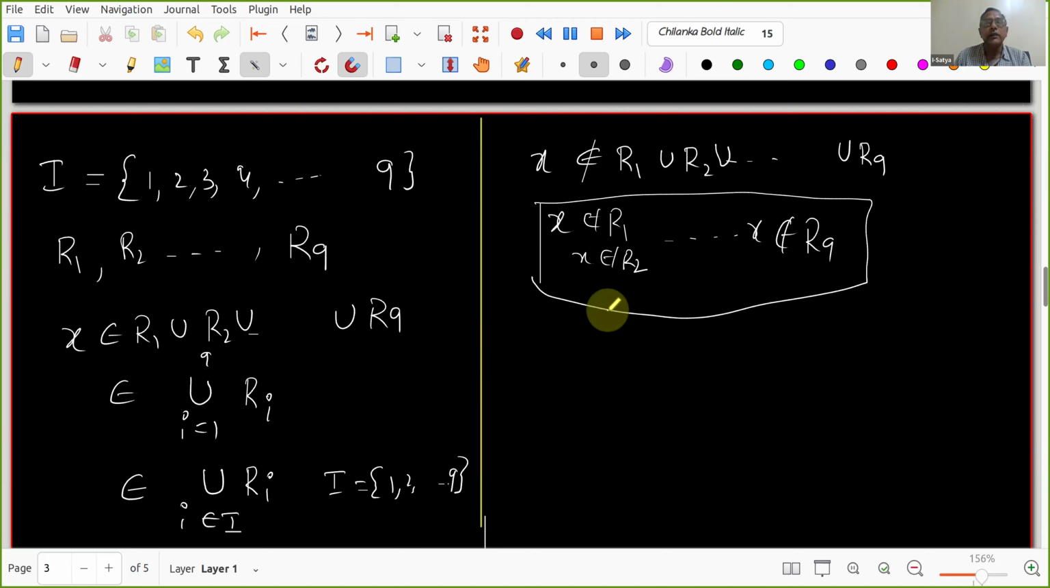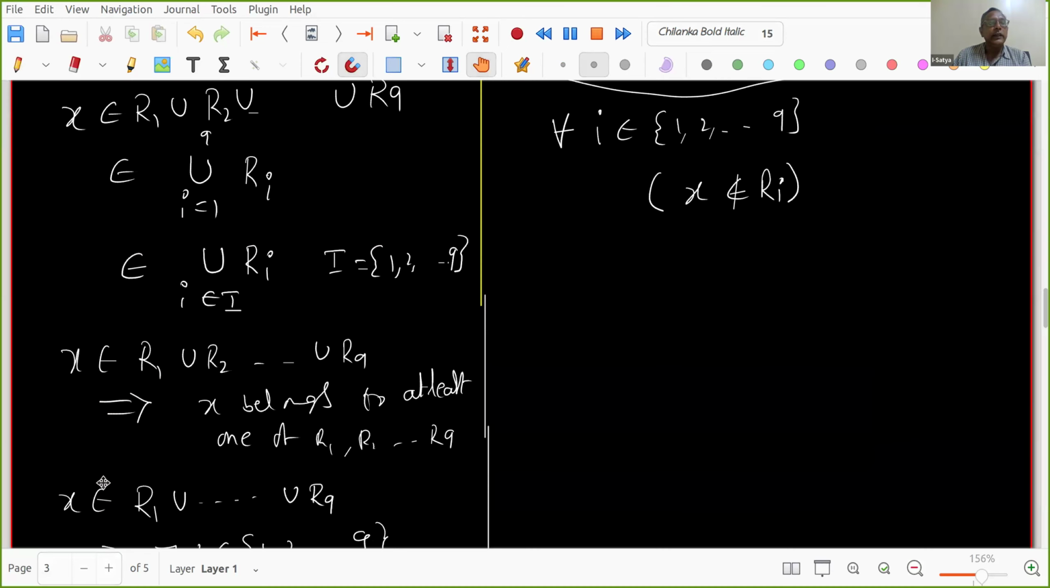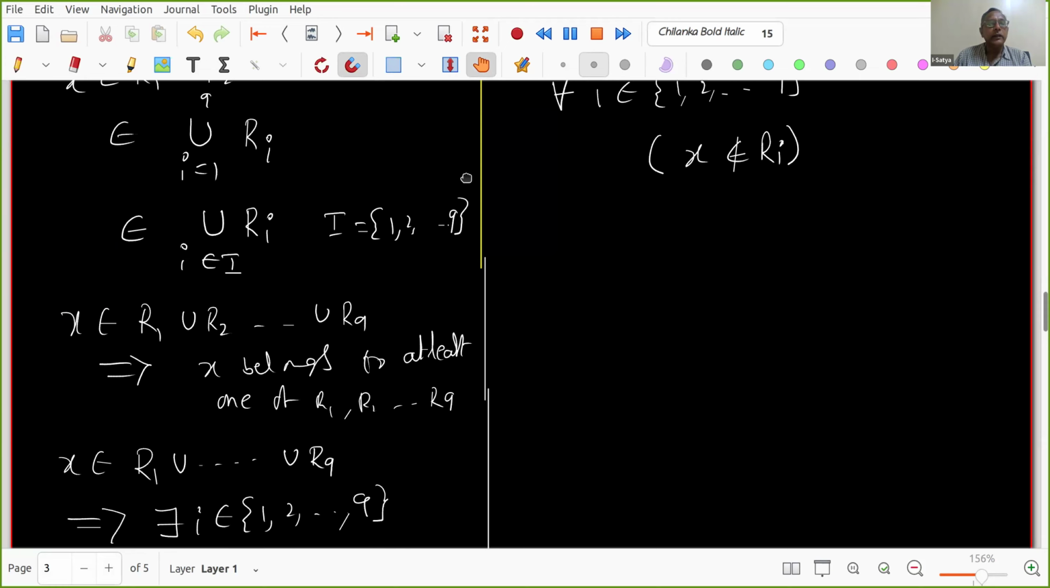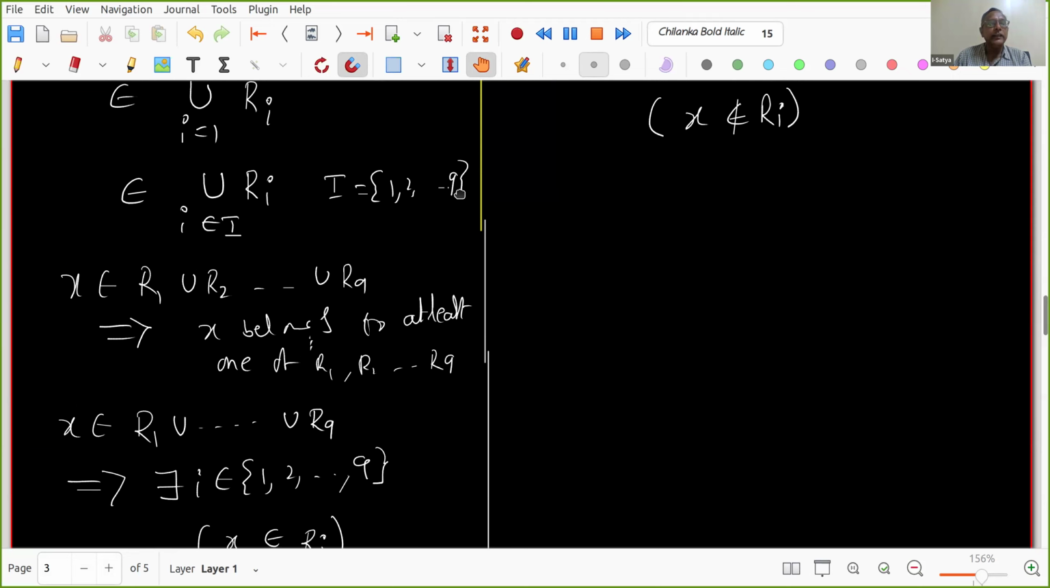But how do you write it using quantifiers, Aditya? Given any i belonging to 1 to 9, X does not belong to Ri. Very good, you told it correctly. Look at this, this is the negation. So there exists i such that X belongs to Ri. Look at both of the previous ones, the one below: there exists an i such that X belongs to Ri. One can find X belonging to the union, which means I can find a room where this X belongs.